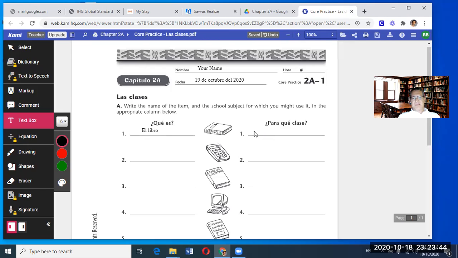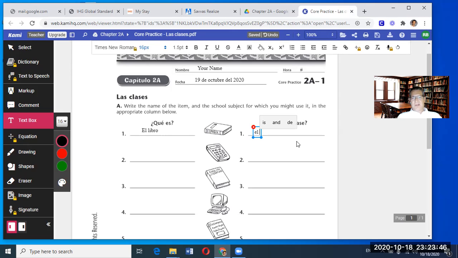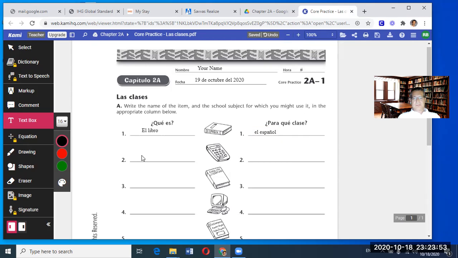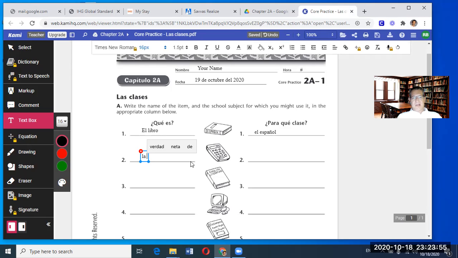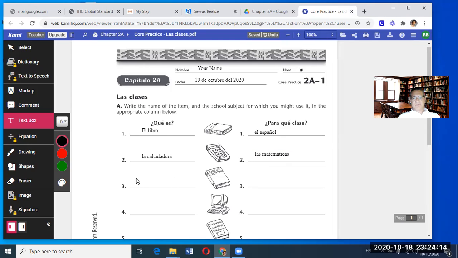¿Y para qué clase? El español. La calculadora. What class? Las matemáticas. The mathematics. Calculator for math. La calculadora, las matemáticas.